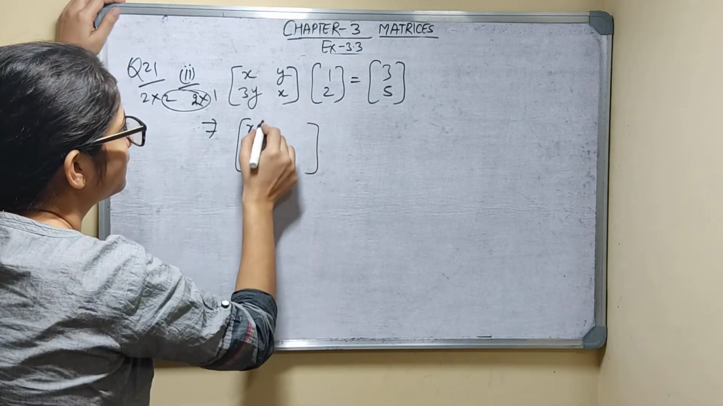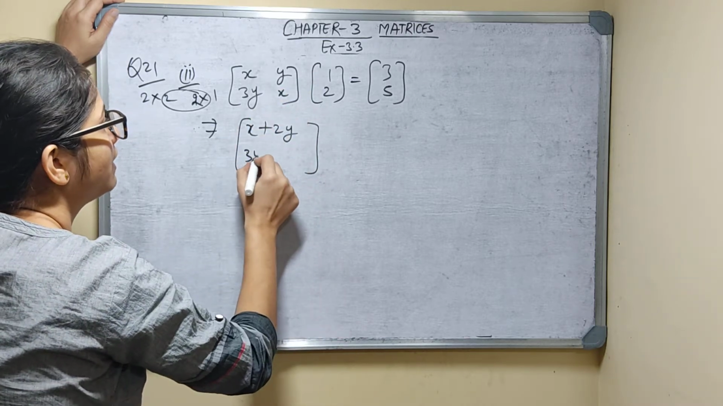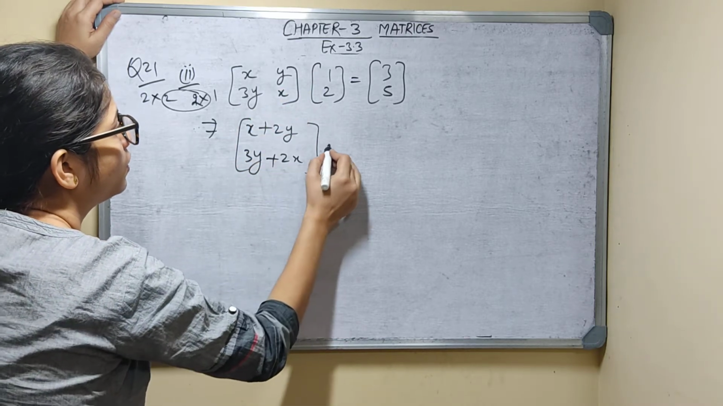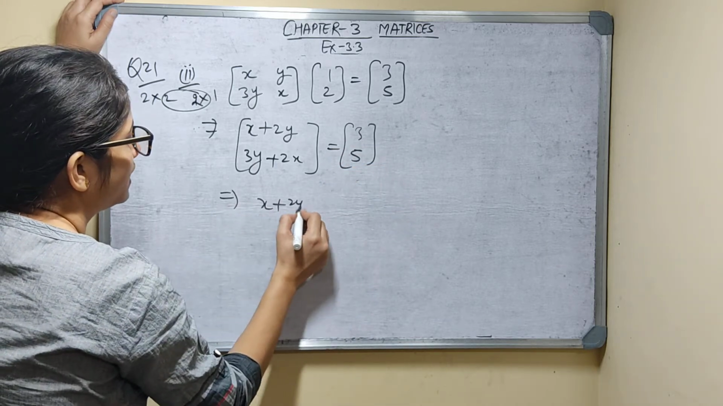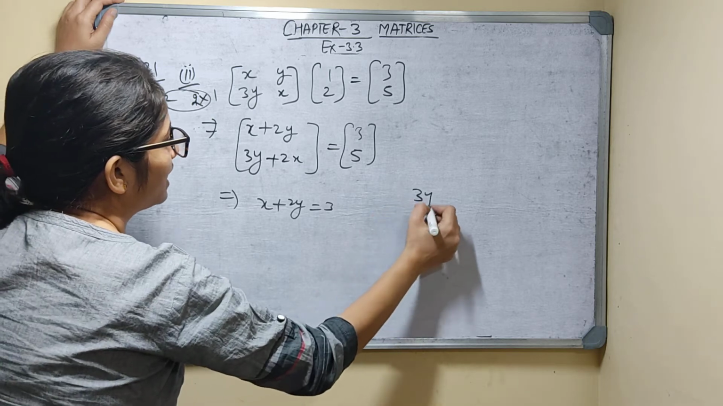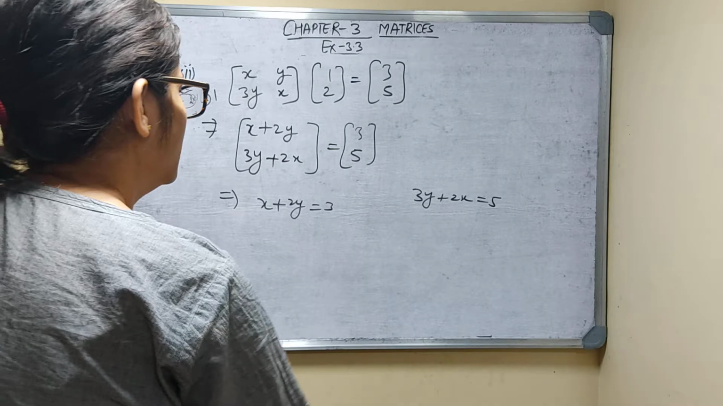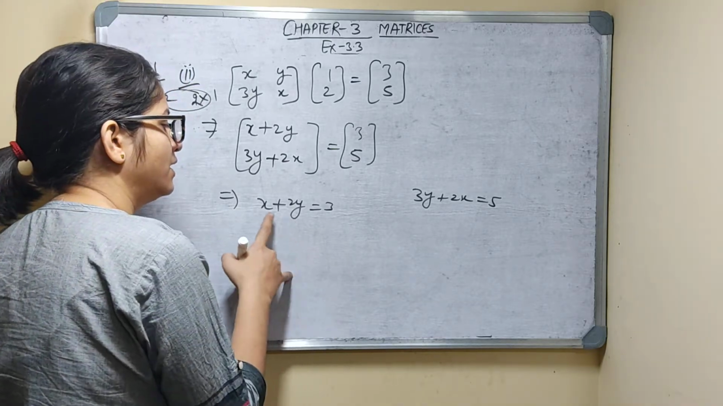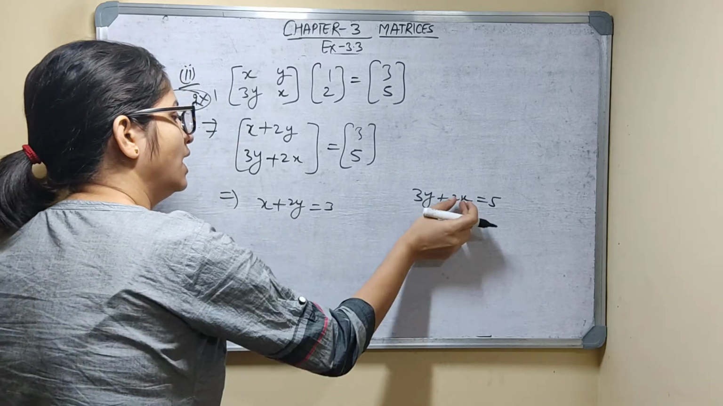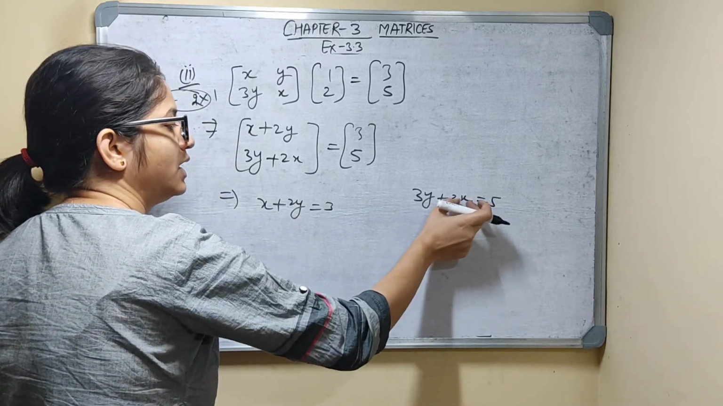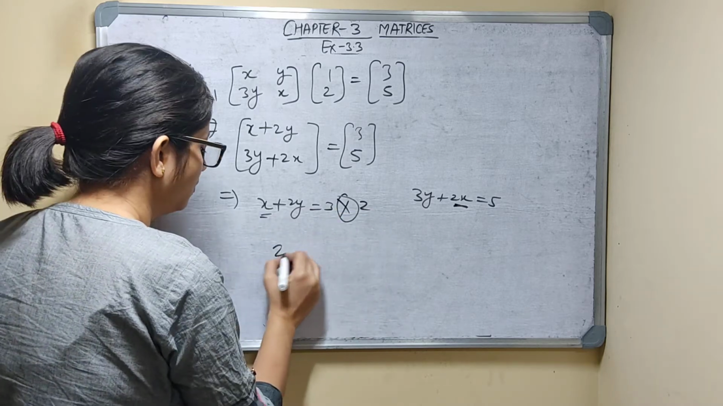x into 1, x plus y into 2, plus 2y. 3y into 1, 3y plus x into 2, plus 2x is equal to [3; 5]. So we get x plus 2y is equal to 3 and 3y plus 2x is equal to 5. Is it clear? Now I can equate. Here it is x plus 2y is equal to 3. Here it is 3y plus 2x is equal to 5. I can make the coefficient equal, you can make 2x. Here it is x, so multiply this equation with 2.